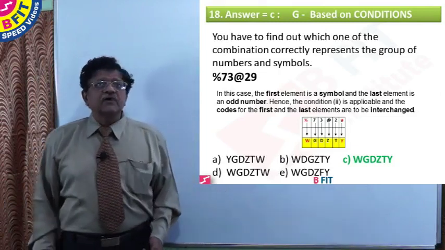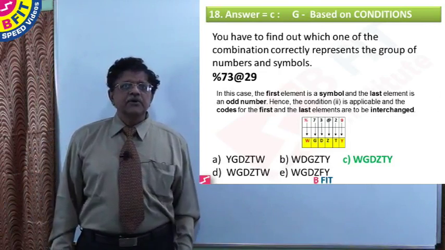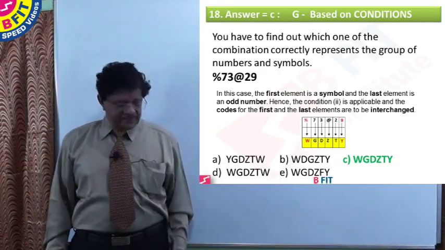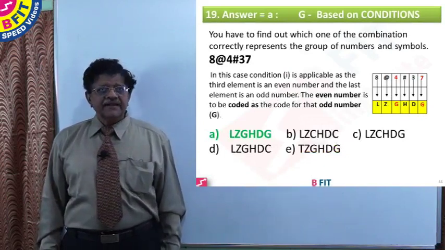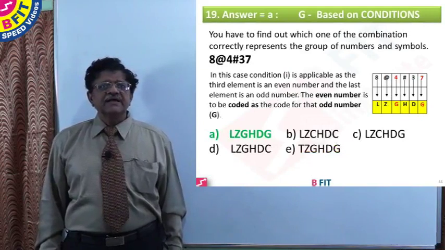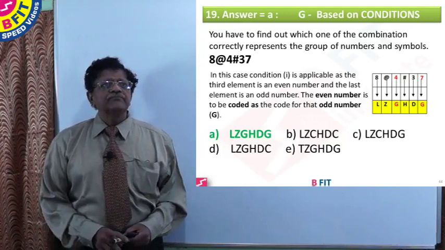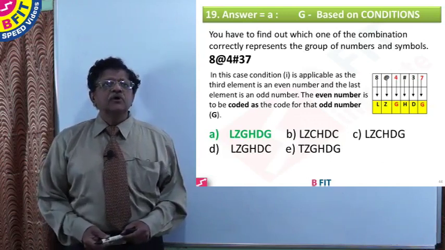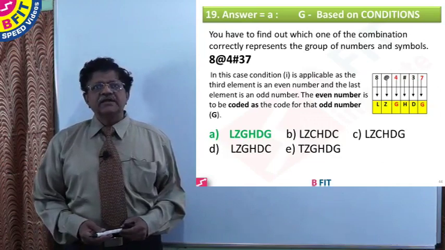The answer for question number 18 is option C, W, G, D, Z, T, Y. And the answer for question number 19 is option A, L, Z, G, H, D, G. These questions will come and we have to apply the appropriate condition to arrive at the correct code.